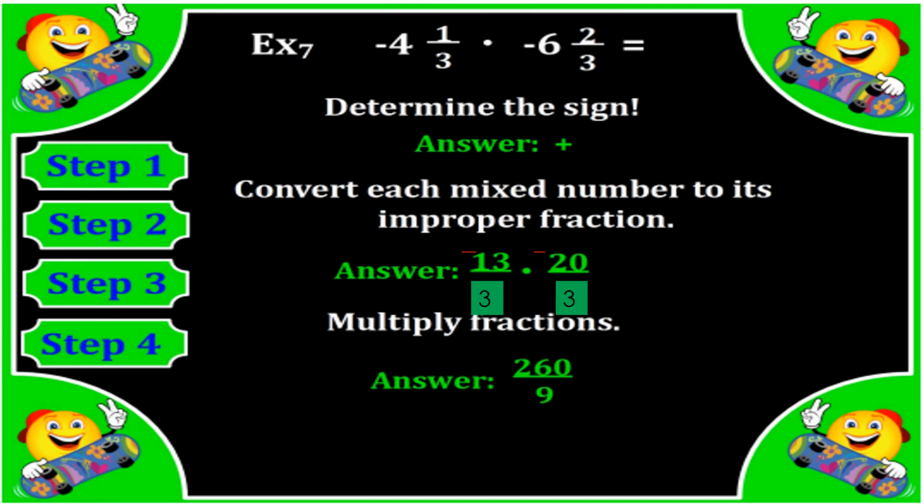Ayan. So, negative 13 over 3 times negative 20 over 3. Then, multiply fractions. Ito times lang natin yung taas, numerator, denominator. So, negative 13 times negative 20 is equivalent to positive 260. 3 times 3 is equivalent to 9. So, that is now our answer.